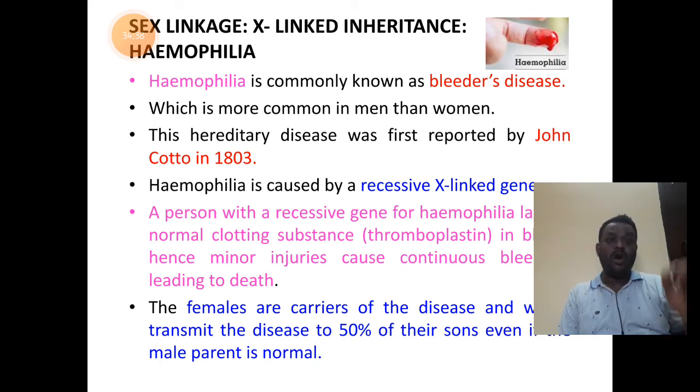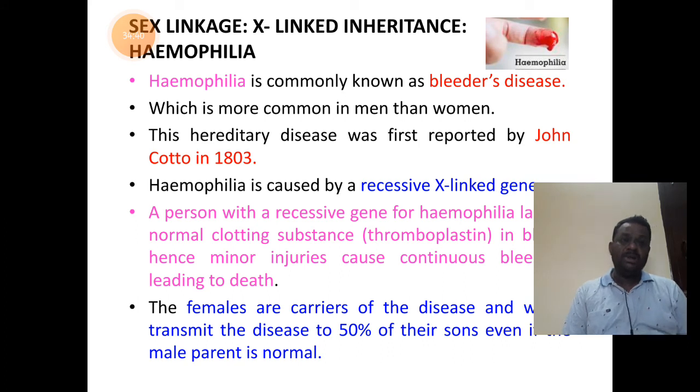It is due to a dominant gene on the X chromosome. Because of the recessive gene on the X chromosome, the thromboplastins are not synthesized, so the oozing of blood will be continuous. In this disease also, we find crisscross inheritance as we have discussed earlier. Similar condition.